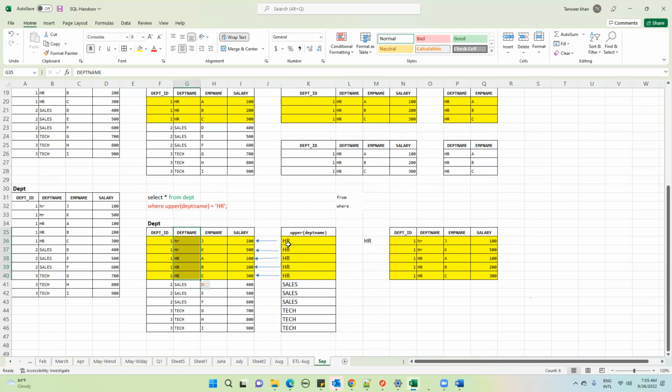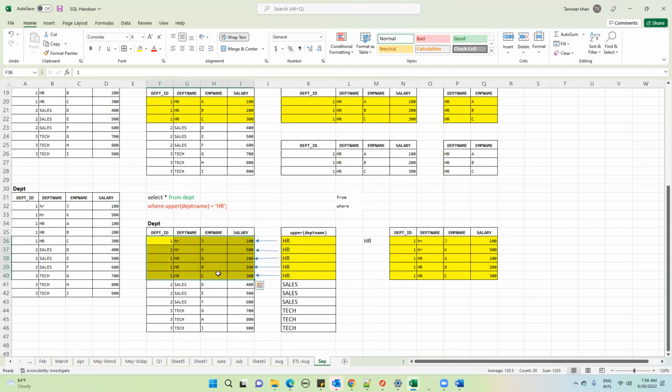No. It is not comparing this with this. Here the comparison happens: this HR same, this HR same, this HR same, this HR same, this HR same. Then it is checking the corresponding values, not comparing. Comparison is different, corresponding values are different, right? So for this is the corresponding data, for this is the corresponding data. Then it is mapping it, and then it is picking these values.